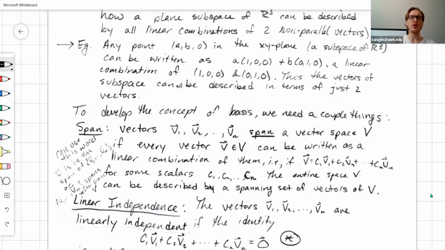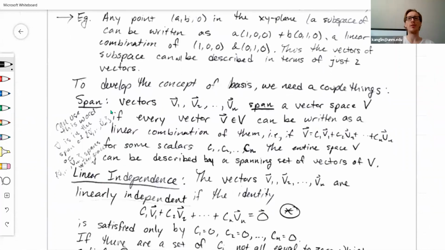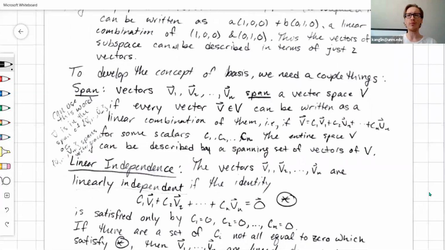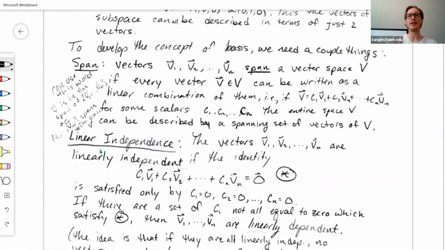Okay, so this other big concept we want to describe on top of span, this idea of a set of vectors that you can describe all other vectors in the vector space as a linear combination of. The other big idea we want is linear independence. And we'll see how to think about this, but let's start with this definition.